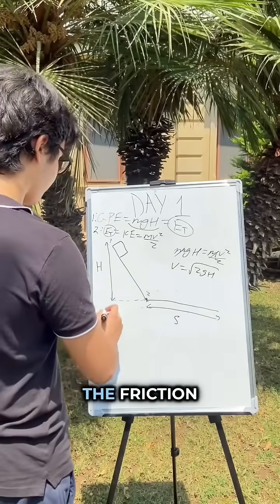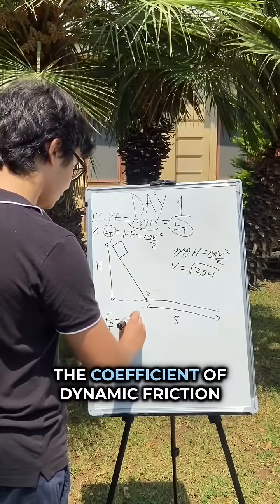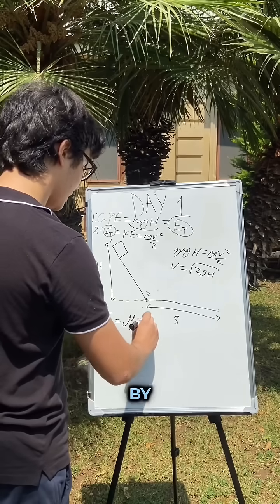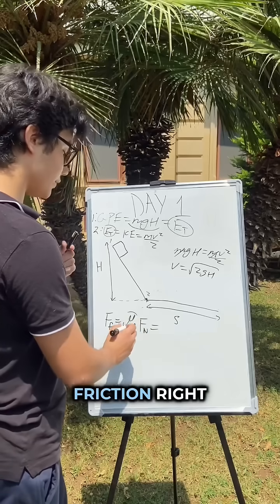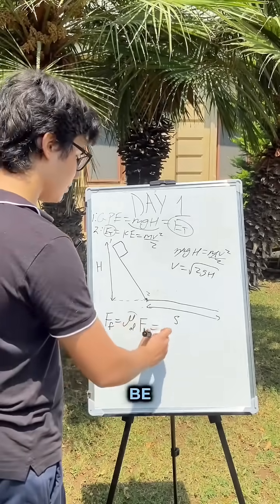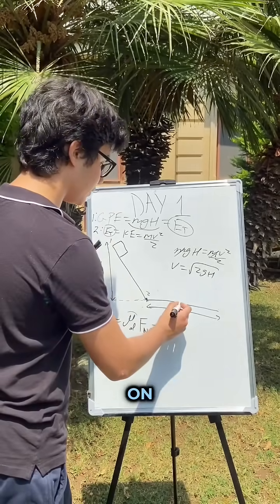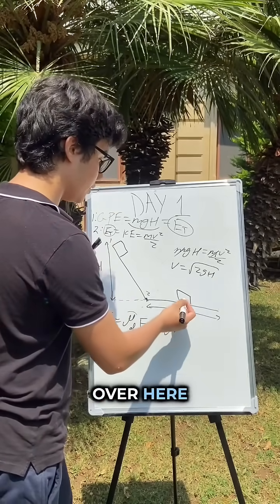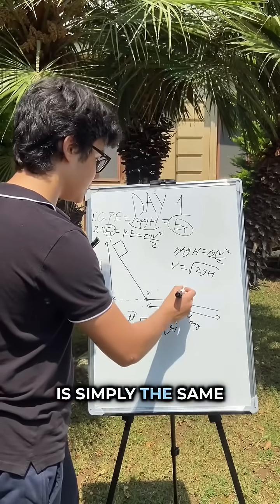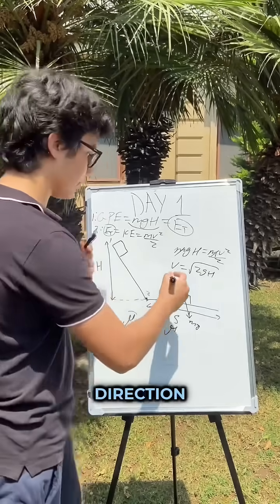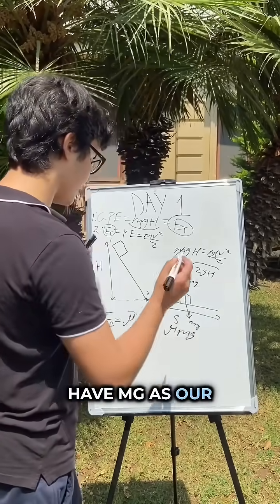So we know that the friction force is given by this equation right over here: the coefficient of dynamic friction multiplied by the reaction force. And it's given that our dynamic friction coefficient is going to be mu. Our reaction force is simply the force that is being exerted on our block. For instance, when our block is right over here, the block has its own weight, which is mg, and the reaction force is simply the same force that is reacting in the opposite direction, so that will be mg as well. And so we have mg as our reaction force.